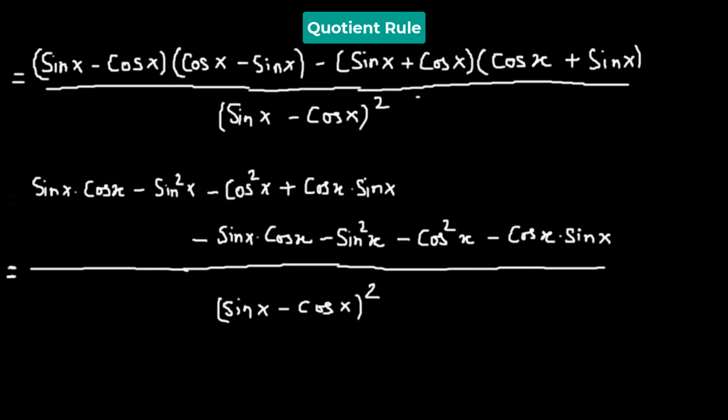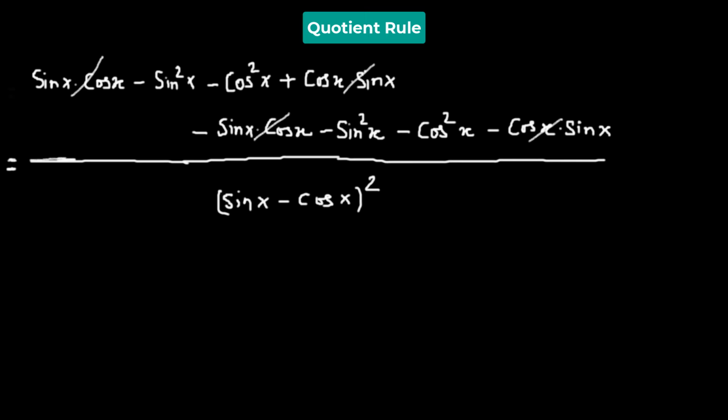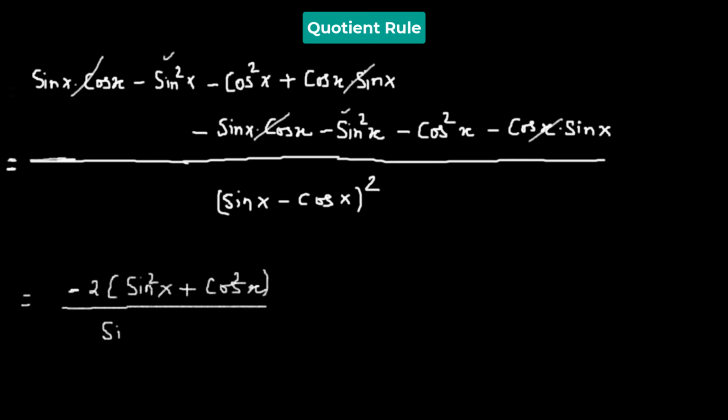So let's bring the equality sign in line, so we have sine of x times cosine x cancelling out, leaving us with negative 2 times sine squared x plus cosine squared x. Since we have negative sine squared x appearing 2 times, they will combine to give us negative 2 times sine squared x. Similarly for the cosine squared function, we'll have negative 2 times cosine squared x. So if we take negative 2 as the common factor, that will be multiplied to sine squared x plus cosine squared x, whole divided by sine of x minus cosine of x whole square.